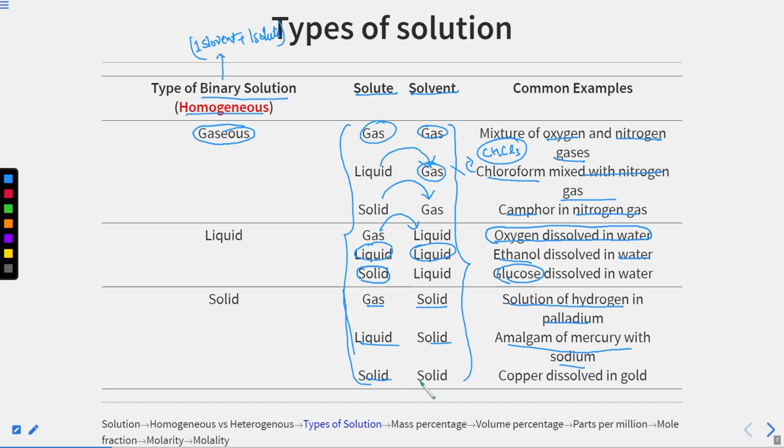Next is solid in solid. The example is an alloy. If we dissolve copper in gold, so copper is dissolved in gold, it is an example of an alloy. You must have heard this term alloy in your earlier classes, in 9th and 10th, where you have seen that, say, we have the wire of a heater. That wire should be a good conductor, plus it should be able to bear a huge amount of heat.